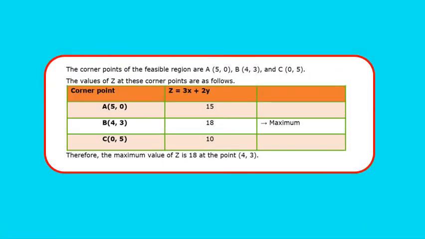So the corner points are O, that is (0, 0), A, that is (5, 0), B, that is (4, 3), C, that is (0, 5). We have to find the value of Z at these points. So finding the value of Z, 3x plus 2y, at A (5, 0) is 15, at B (4, 3) it is 18, and at C (0, 5) the value of Z is 10. So the maximum value of Z is 18 at the point (4, 3). Clear? So pause and note down the solution.